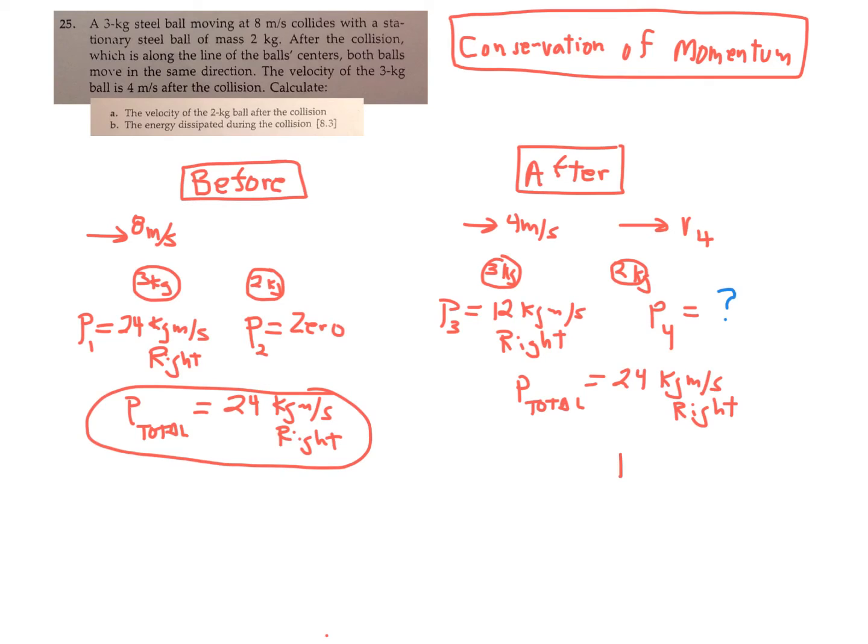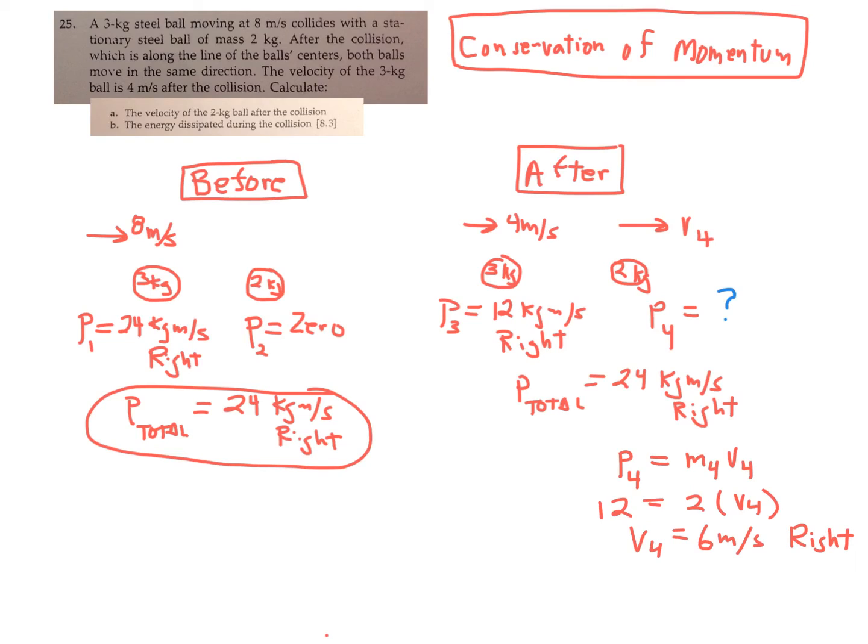So I'm using P4 to represent that little guy after the collision. P4, momentum number 4, equals the mass of that ball times the velocity of that ball post-collision. So that must be a 12 to the right equals 2 times V sub 4. Once again, it's pretty simple. That's 6 meters per second to the right.